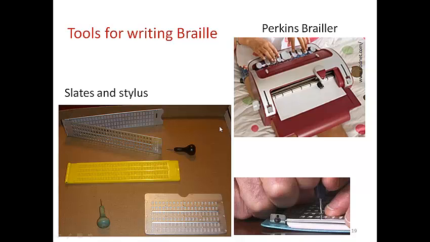Then a simpler tool is the use of slates and stylus. So here we have the slates and the stylus right here, and in this picture you can see how it's used. So down here is the paper, so we stack up the papers here. If you can see here, all the Braille alphabets are here. So what you do is you just put holes using the stylus on the slate, and that's how the dots are made on the paper.